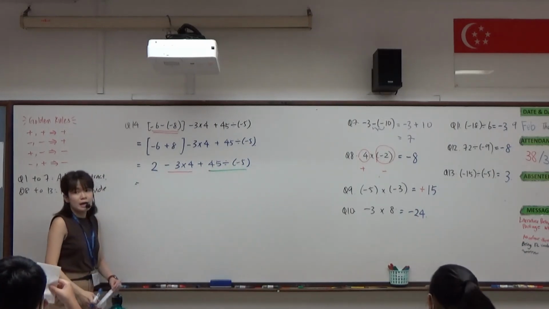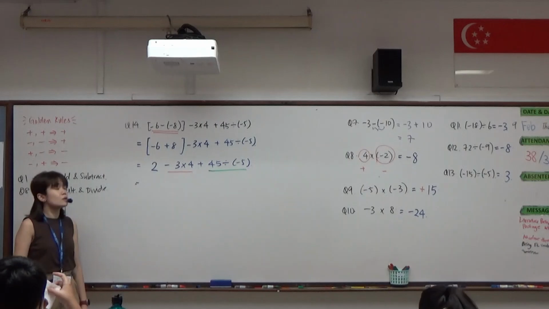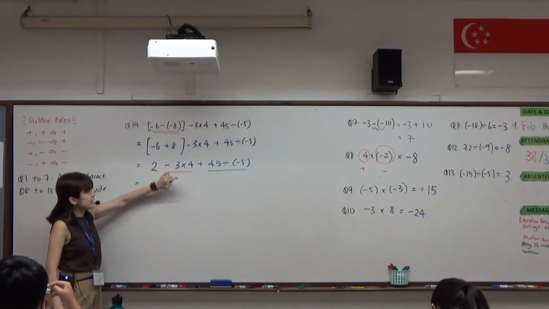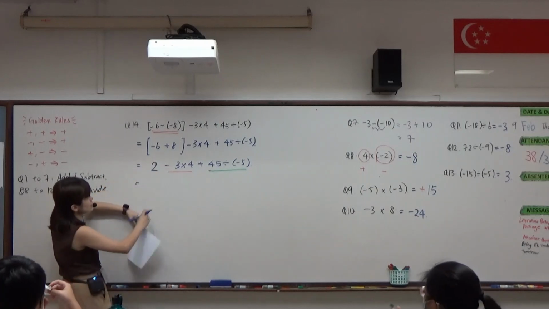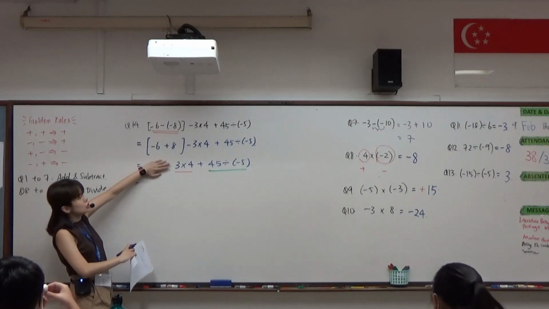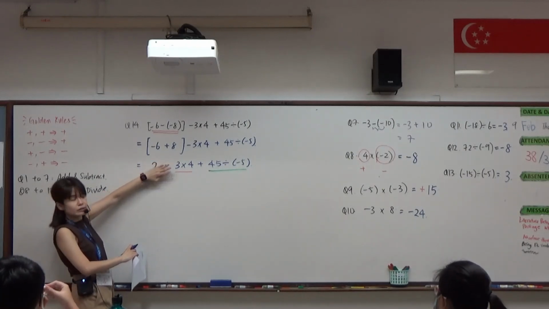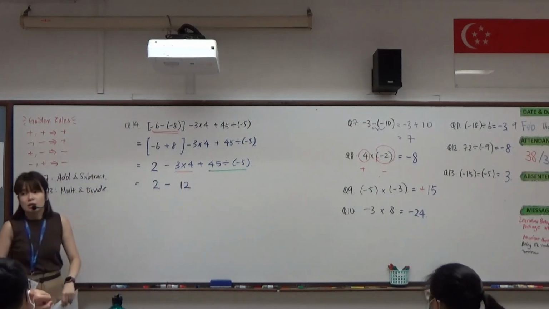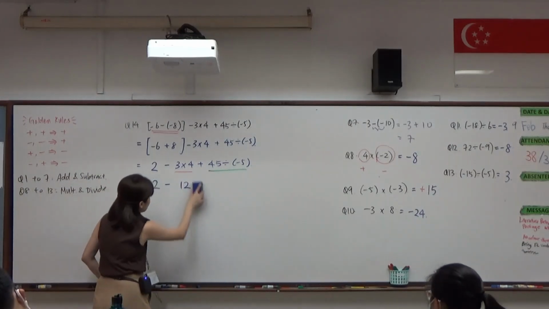Okay, so now, a little bit confusing over here. We have 2 minus 3 times 4. Let's ignore the minus sign and focus on only the 3 times 4. So 3 times 4 gives us 12. Okay, so we have 2 minus 12. Maybe let me write the 12 in green.